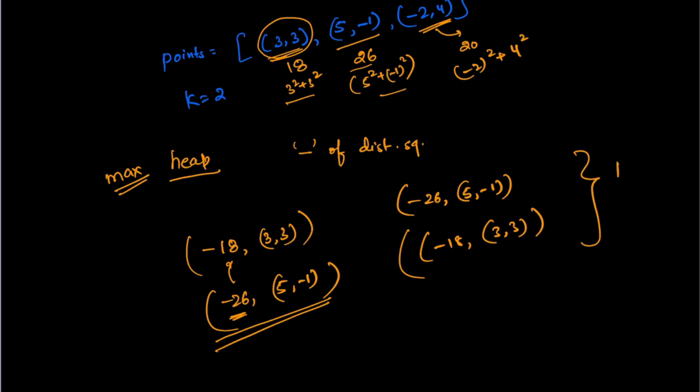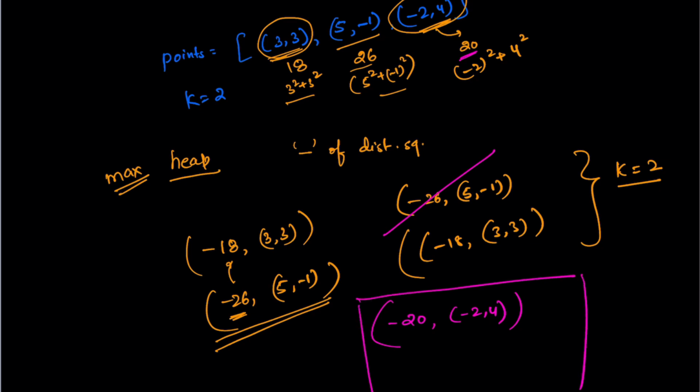Now our heap has attained the maximum size k equal to 2. So when the next point comes in, we will pop an item out. Okay, now the value is 20, so we will pop this item and put in the next item, which is minus 20, and then minus 2 comma 4. And the other item will be minus 18 comma 3 comma 3. Okay, this is what our heap looks like.